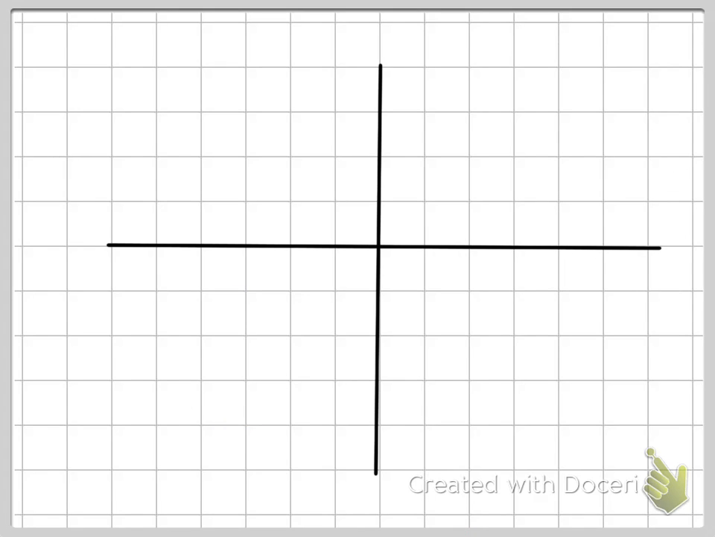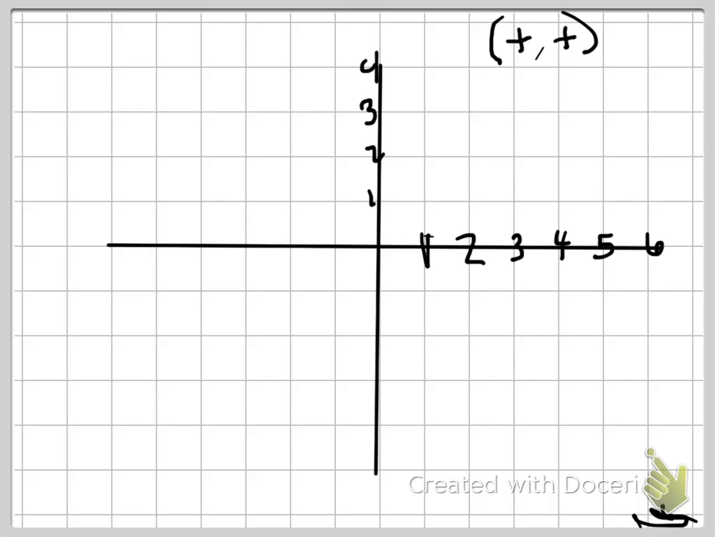Now sometimes you're going to get a coordinate grid that looks like this. On this side, if you have any number over here, it's going to be two positive numbers, because this is positive 1, 2, 3, 4, 5, 6, and this is positive 1, 2, 3, 4. Now down here, if we follow the y-axis down, this was 0, so this would be negative 1, negative 2, negative 3, negative 4, and negative 5.